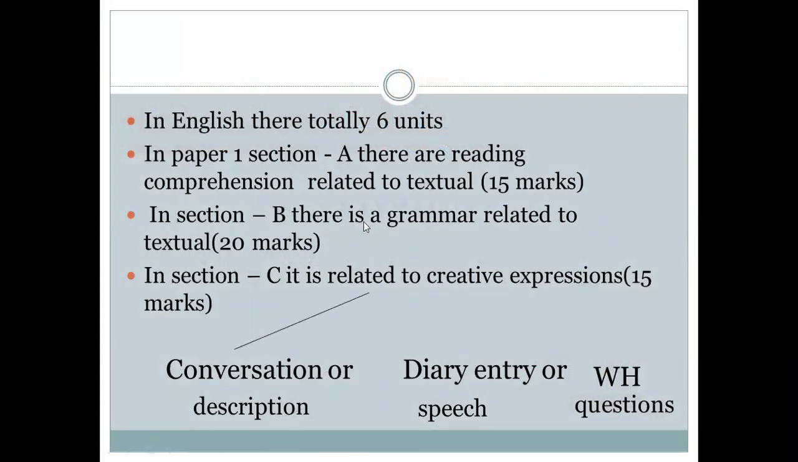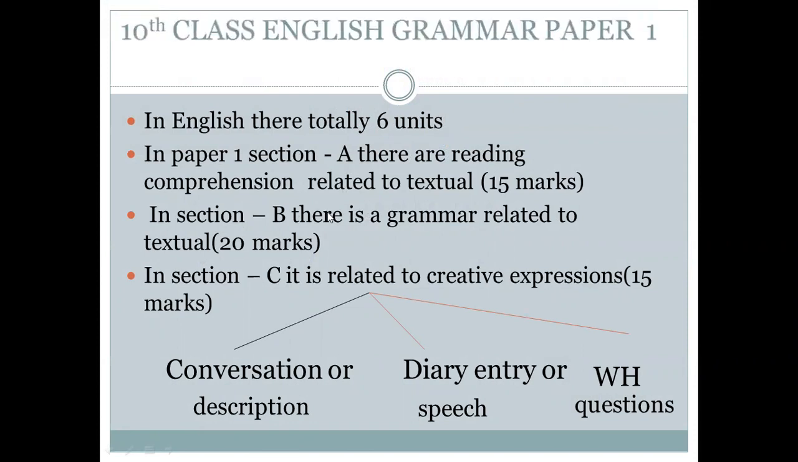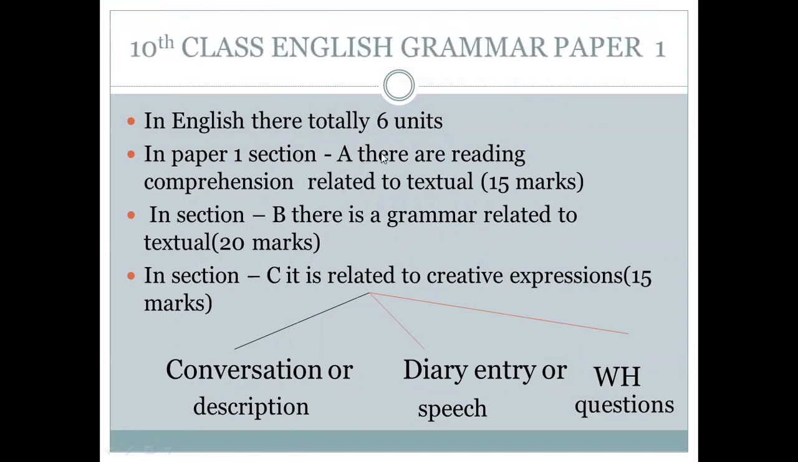So in English, there are totally 6 units, and in paper one, there are totally 3 sections: section A, section B, and section C. Section A is totally related to reading comprehension, which is related to textual. In section B, there is grammar related to textual, and it has 20 marks. And section C is related to creative expressions. It has 15 marks.